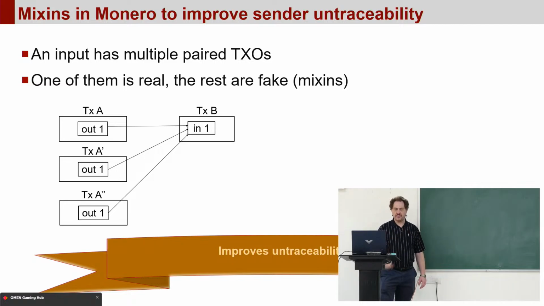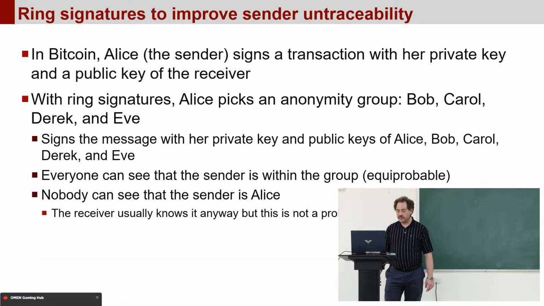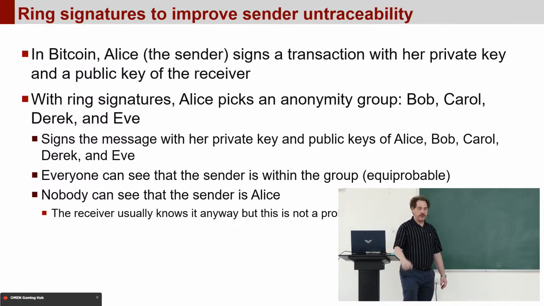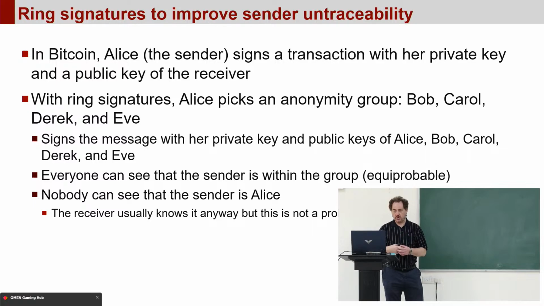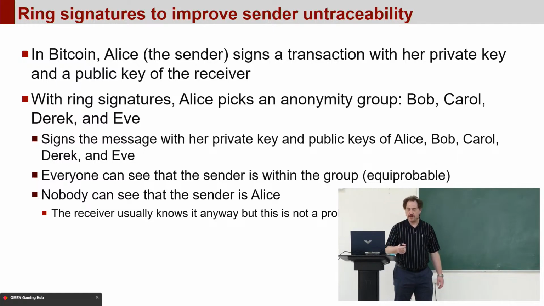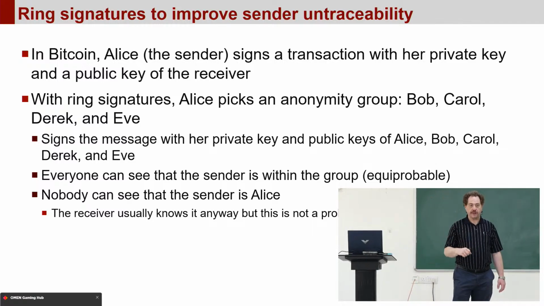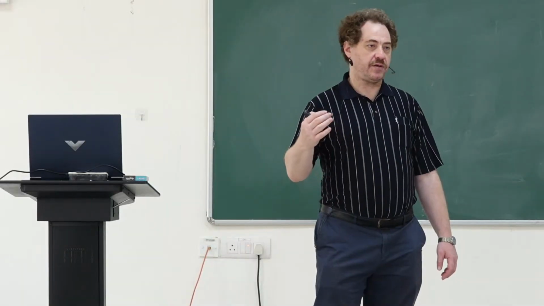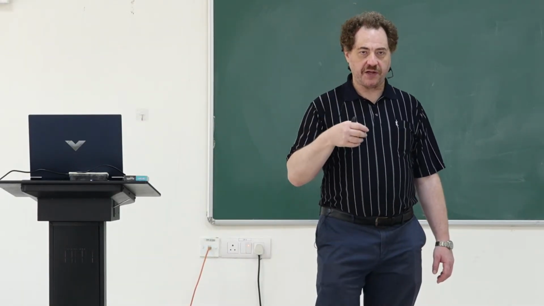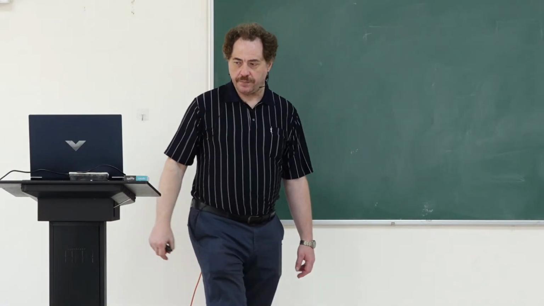How is this property achieved in Monero? The answer is that they use yet another cryptographic primitive, which is called ring signatures. So in Bitcoin, when Alice sends a transaction, she signs it with her private key and a public key of the receiver, to make sure that only the receiver can receive the funds using the receiver's private key, okay?